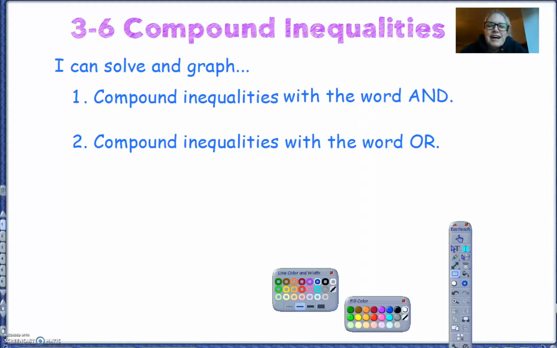Hi guys. So this lesson is going to be a little bit longer. It's got two pretty big, more difficult parts to go over. So make sure you're listening and you're writing everything down, and we're going to go over it in class. So the two things that we're going to accomplish in this video are learn how to solve and graph compound inequalities with the word and, and then compound inequalities with the word or.